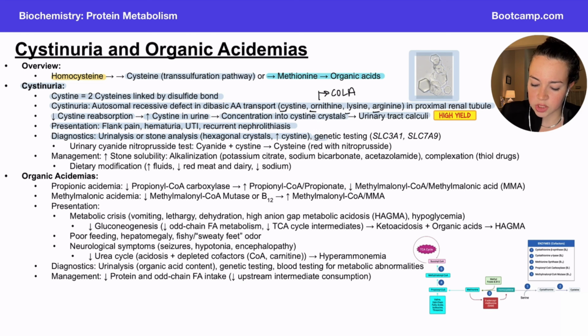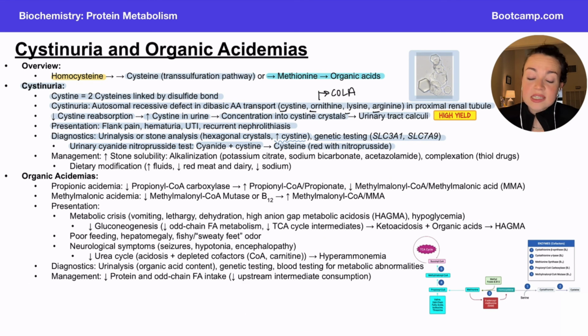You can also diagnose this condition with genetic testing, looking for the SLC3A1 or SLC7A9 genes. And then you can do a test called the urinary cyanide nitroprusside test. This is how you actually test for that elevated cystine in the urine. You will take the urine and you will add cyanide to it, and if there is an elevated level of cystine, then the cyanide and the cystine will react to break apart that cystine into cysteine, right, the original amino acid. And cysteine, in the presence of nitroprusside, will turn a red color. So a urine sample that is elevated in cysteine, when it undergoes the urinary cyanide nitroprusside test, will turn red.